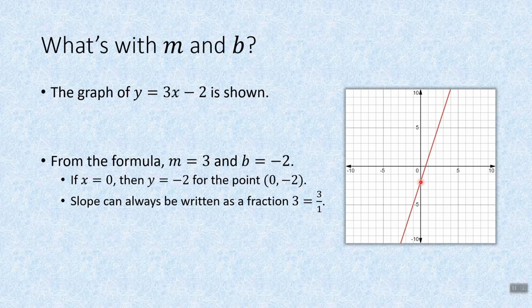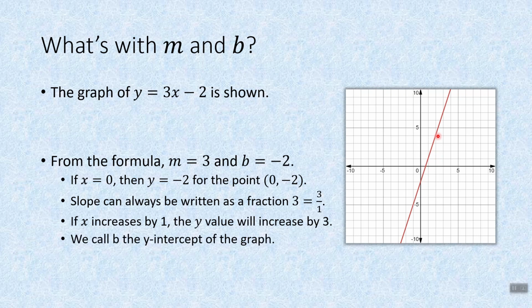Now our slope, which is 3, can always be written as a fraction. So I'm going to rewrite 3 as 3 over 1. This means that if x increases by 1, the y value will increase by 3. So if x increases by 1, the y value increases by 1, 2, 3. Every time, the slope will take us to another point on the graph.